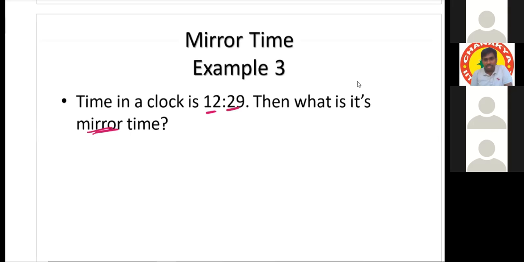If you use rough figures, how can you represent this one? 12:31, will it be 11:31? Yes, very good, 11:31 is correct. But see, the shortcut here is 11:60 minus the given time. 11:60 minus 12:29. But how can we subtract 12 from 11?